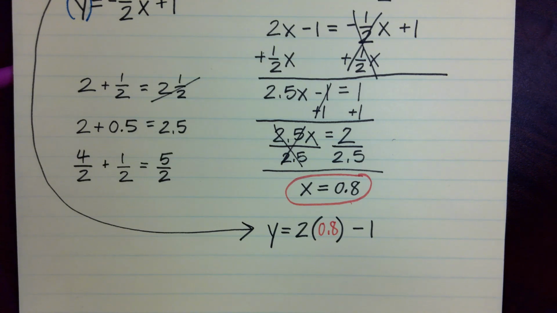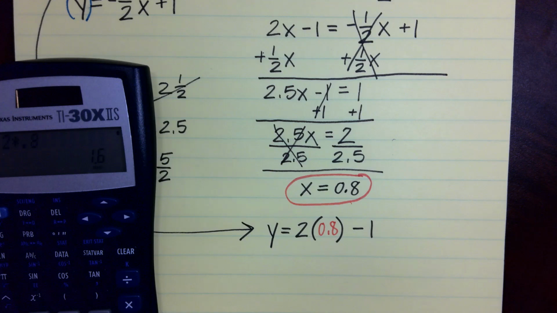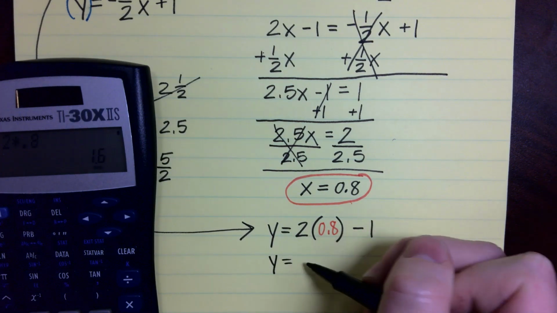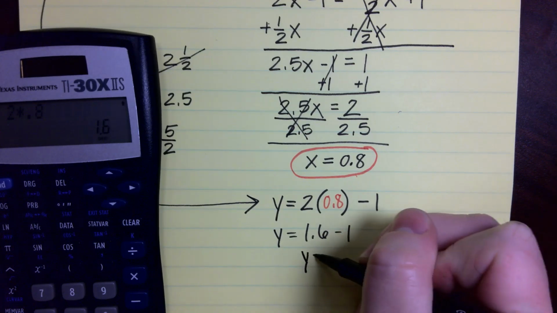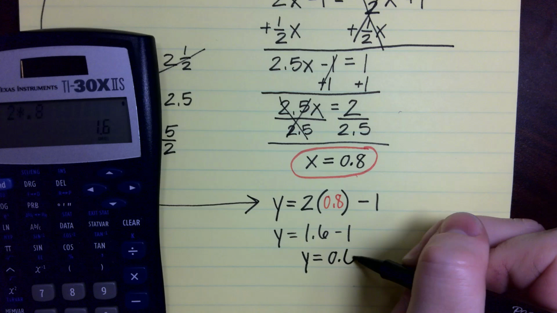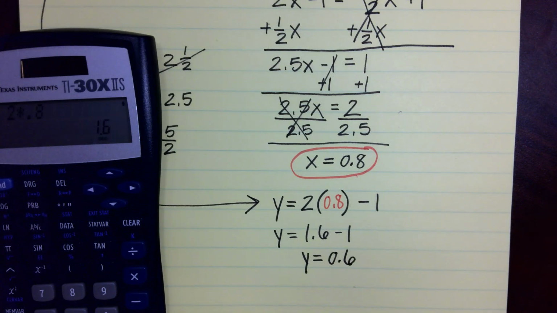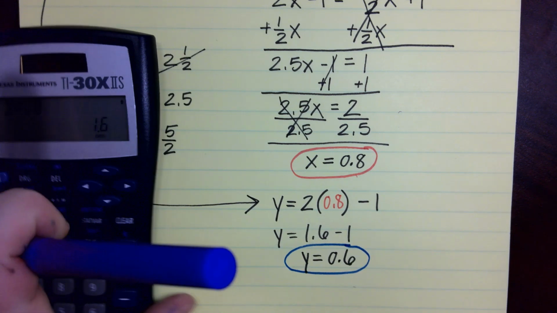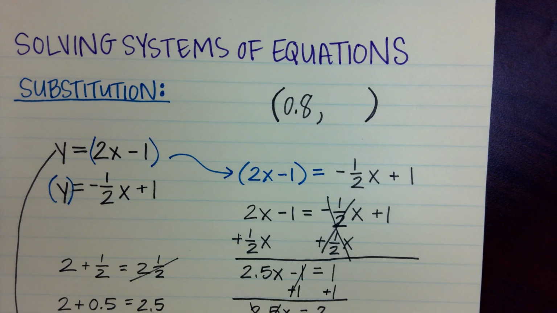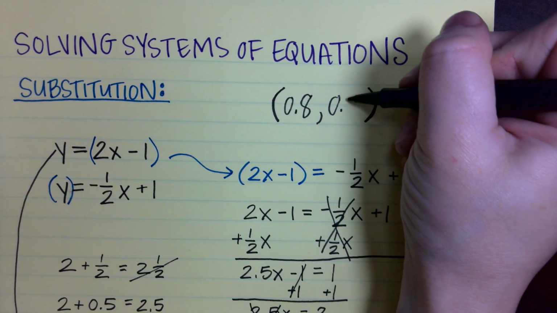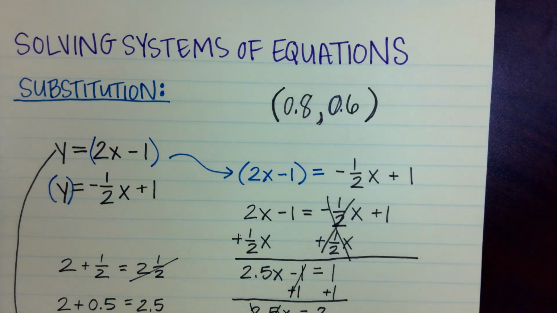So 2 times 0.8 is 1.6. y equals 1.6 minus 1. And what is 1.6 minus 1? You should get about 0.6. Okay, so where am I going to put that y value? Beside 0.8, right up here in my coordinate: 0.8, 0.6. I know they're not pretty whole numbers, but by using substitution, we are able to come up with the same answer.